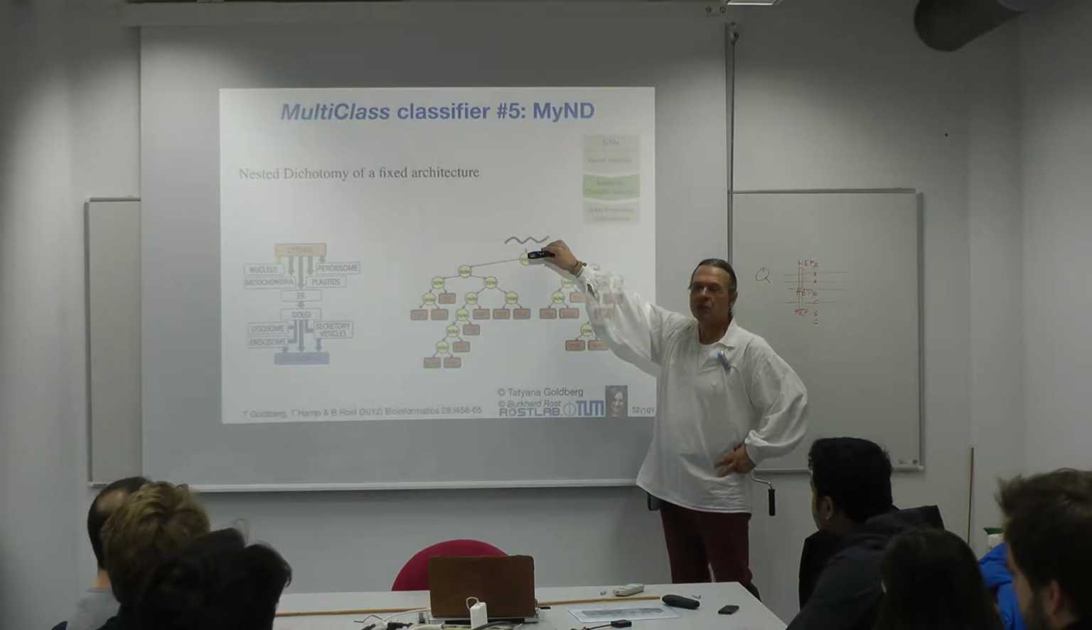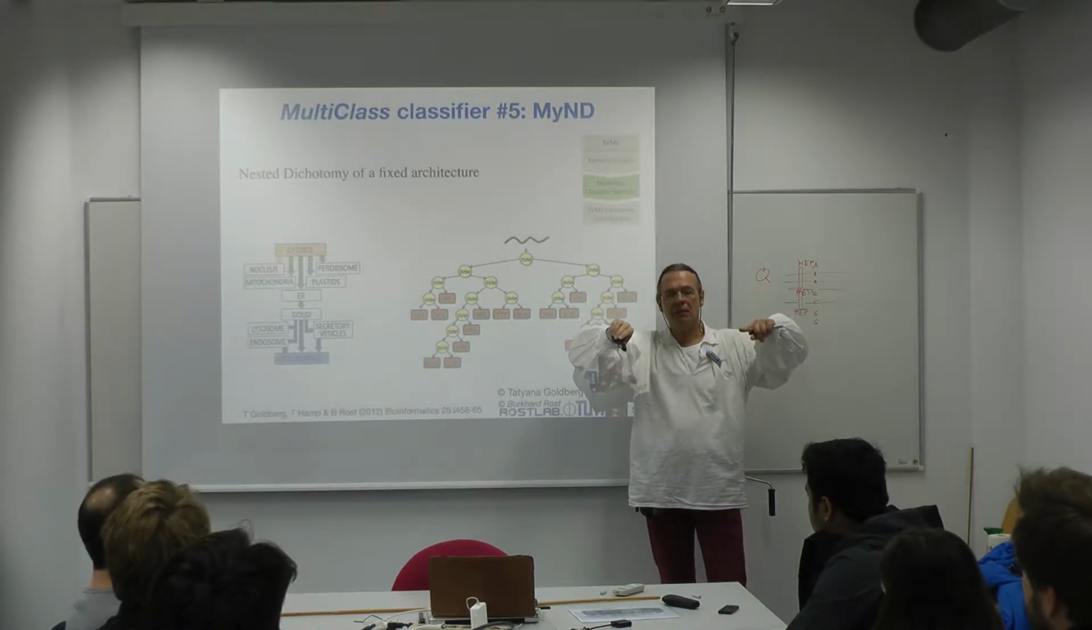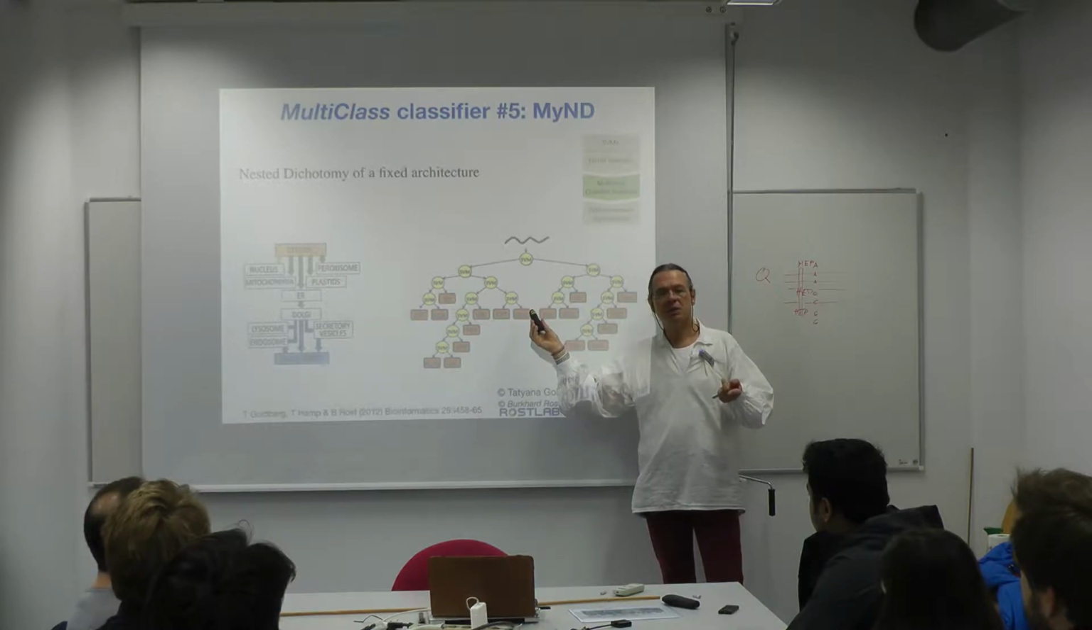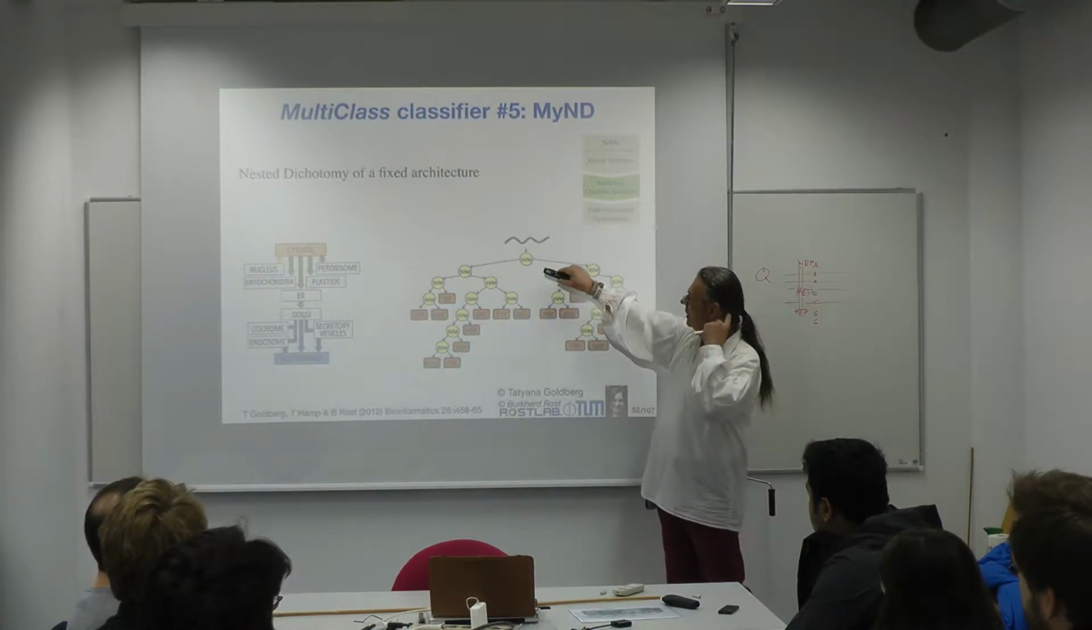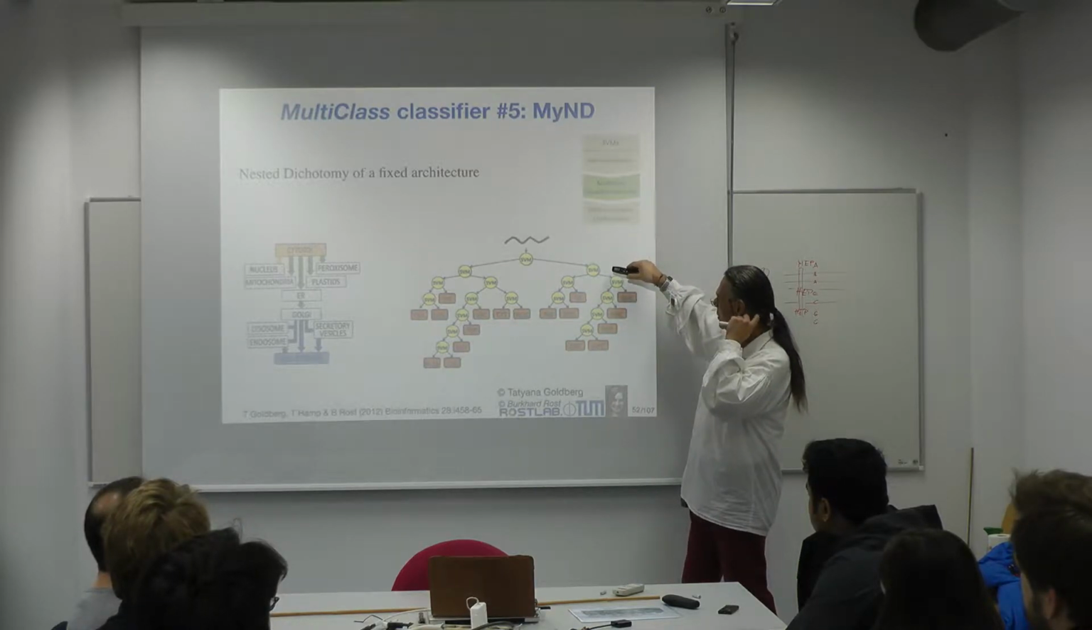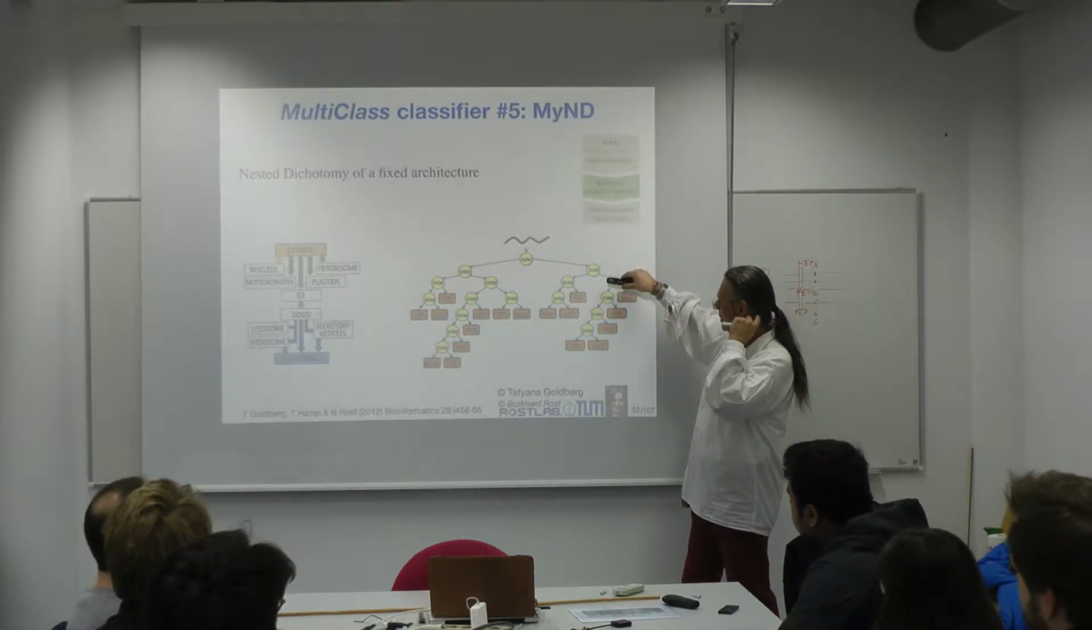Previously the top decision was, is it going to be on the secretory pathway or not? Now the top decision is, is it going to be in the membrane or not. And then for the, I can't remember which one is the membrane path. How would I see that?